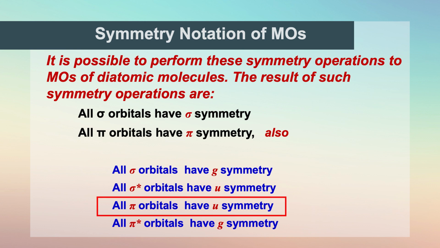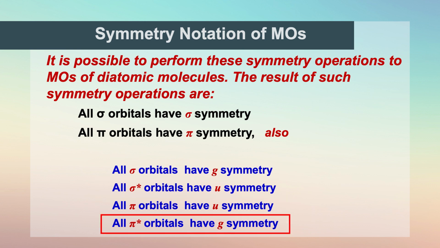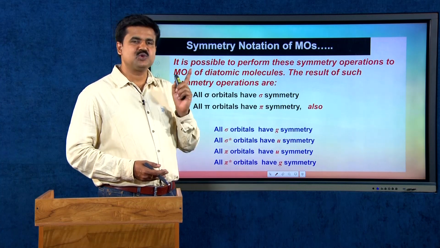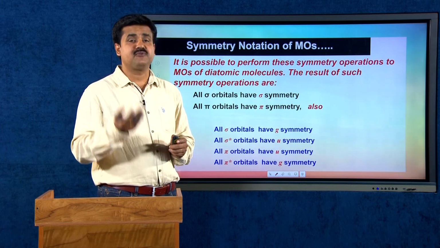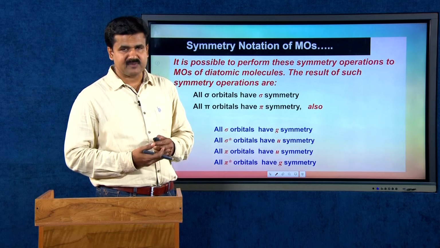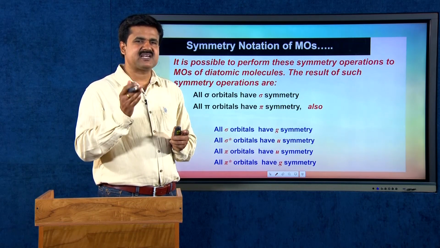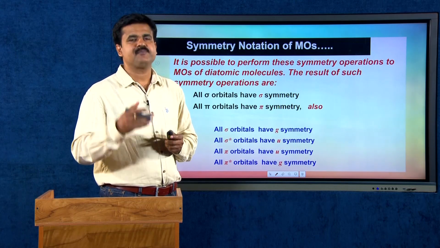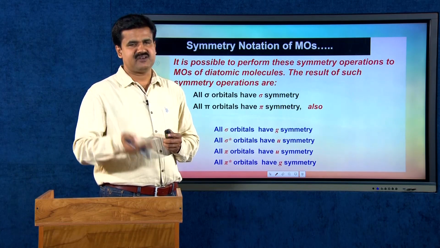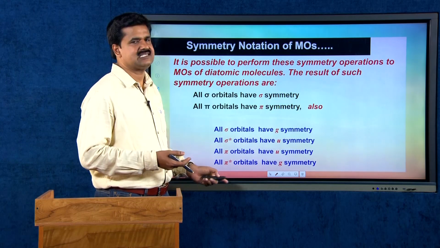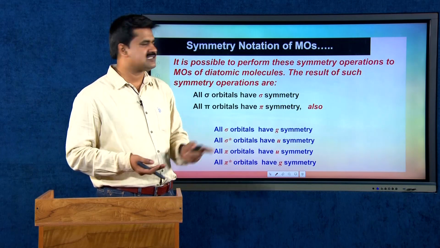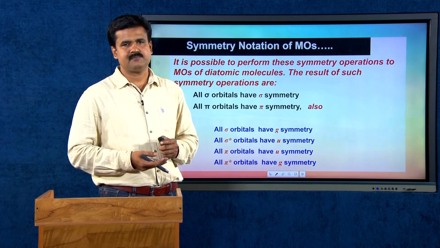All pi orbitals are ungerade, whereas all pi star orbitals are gerade. So, these are the result of two symmetry operations that we performed on each and every molecular orbital. Based on these two symmetry operations, rotation about the molecular axis and the center of inversion, we got these results, and we have to represent the molecular orbitals based on this consolidation.